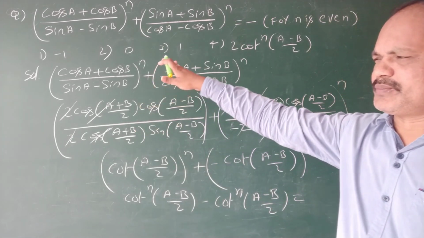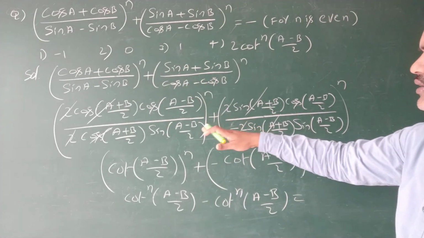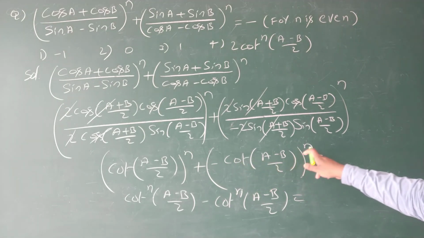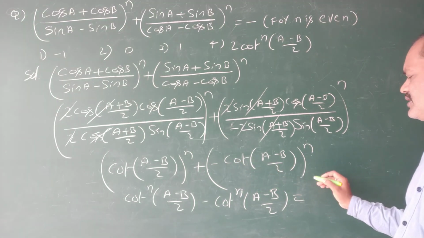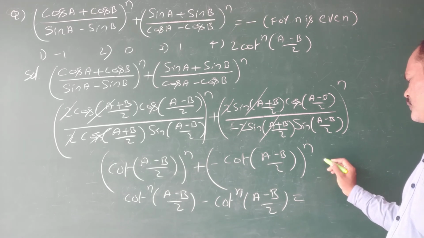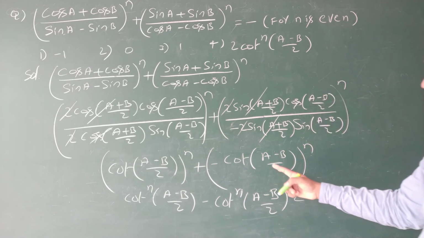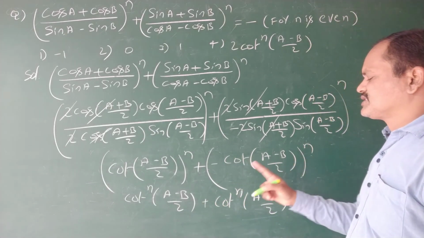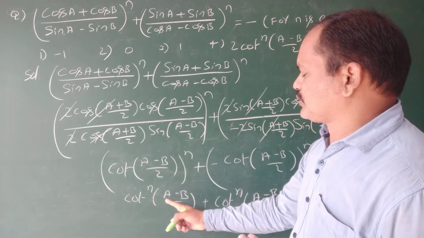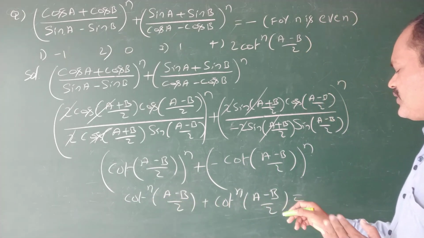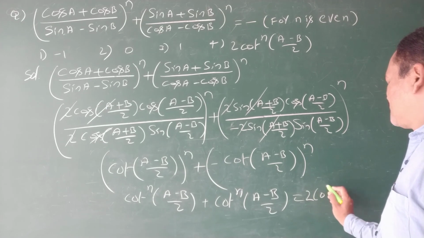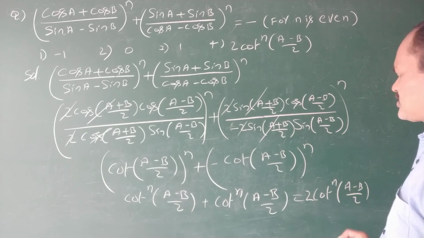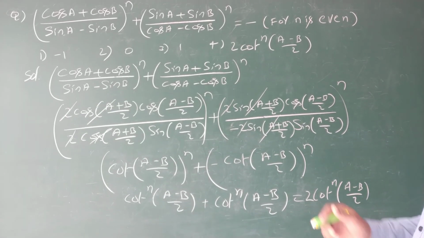Similar to the previous question, we have to apply the same four forms. Here all gets cancelled. Here it is cot((a minus b)/2) power n minus, with a minus inside, cot((a minus b)/2) power n. Here n is even. For n even, an even power of a negative is positive. That's why it is cot power n of (a minus b)/2 plus cot power n of (a minus b)/2, which is 2 times cot power n of (a minus b)/2. That is in the fourth option.